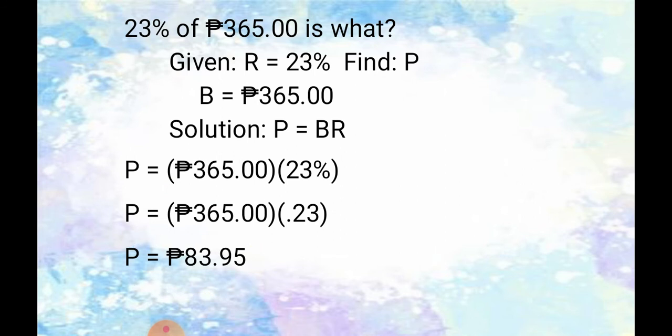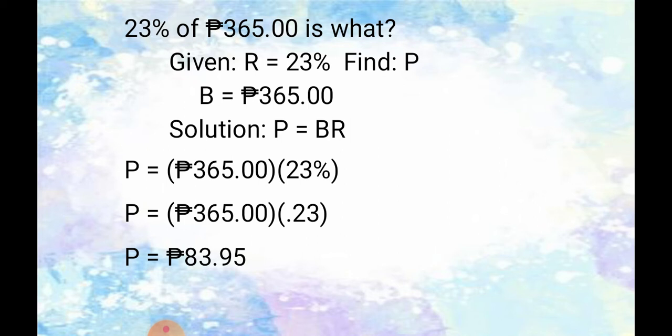Okay, next. 23% of 365 pesos is what? Again, we will have to identify the given. Okay? Hanapin muna natin yung given. Rate is, as usual, 23%, since that rate can be expressed in percent. Okay, our base is 365, and then find the percentage or the P.